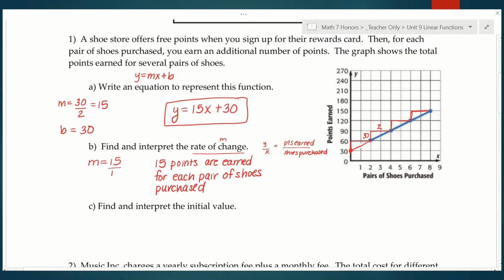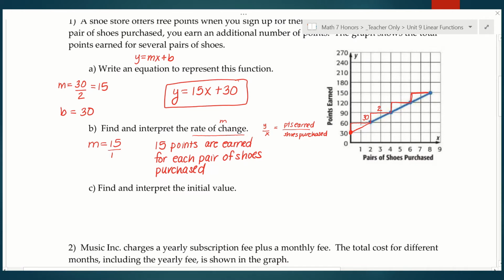Okay, so when it says to interpret the rate of change, that's what they're asking you to do, is to explain what that 15 means in the context of the problem. All right, so similarly for C, it says find and interpret the initial value. Well, we've already found that the initial value, or the y-intercept, is 30. And so what does that mean?